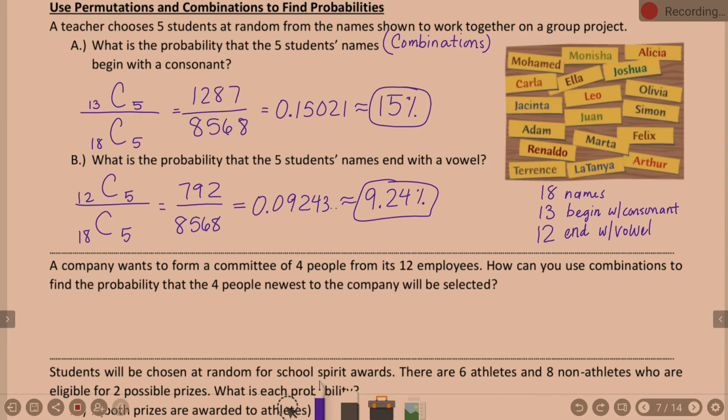Okay. A company wants to form a committee of 4 people from its 12 employees. How can you use combinations to find the probability that the 4 people newest to the company will be selected? Well, they gave us a big hint there, didn't they? Does order matter? They've already told us order doesn't matter. It just says a committee of 4 people. So we know we can start with combinations.